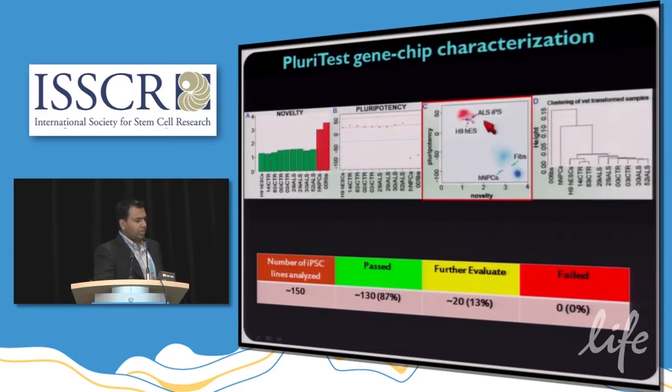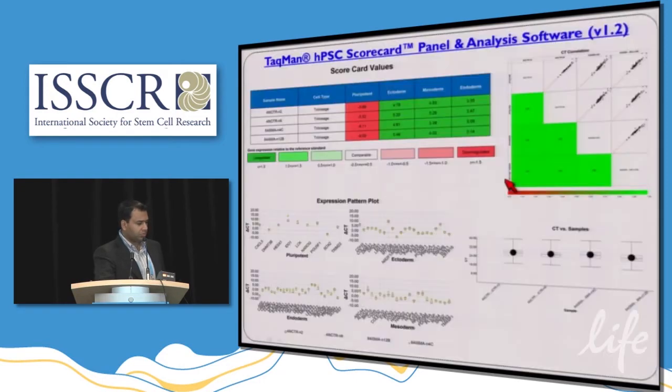And so this cloud is pluripotent cell lines, whereas here fibroblasts or neuroprogenitor cells cluster below, and they are very low in terms of this assay. They're not pluripotent. So the other assay which we don't get from Pluritest is how these lines are going to fare when you take them and differentiate them into different cell types.